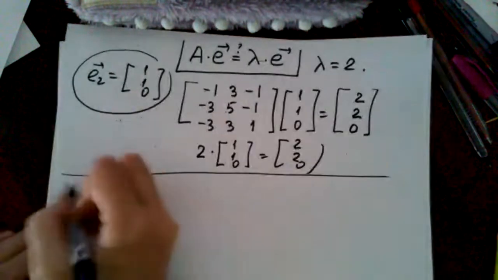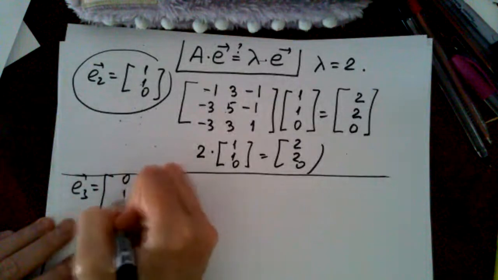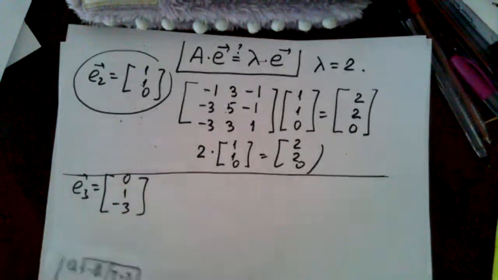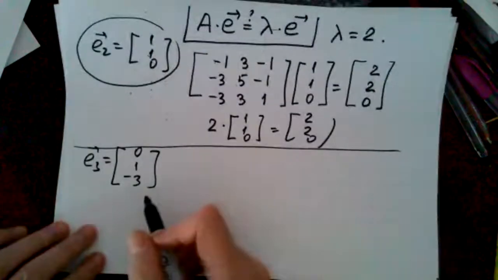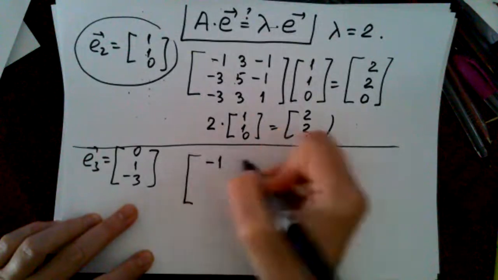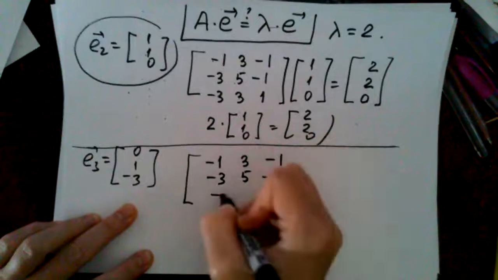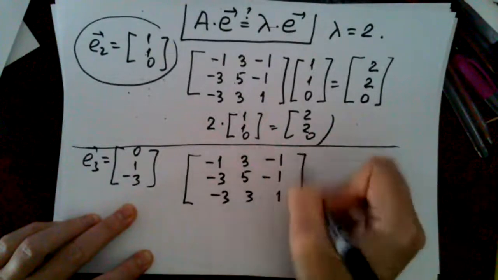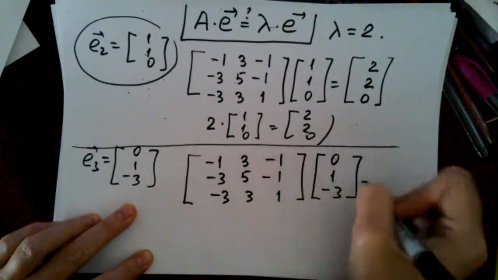Very nice. But let's do the same thing with the third vector. We shouldn't be lazy because we want to get the highest score during the test. Let's pretend that we are doing a test. We need to get this highest score. Okay. Again, we need to take the same matrix A. Here it is. -3, 3, 1. And we need to multiply it by 0, 1, -3.